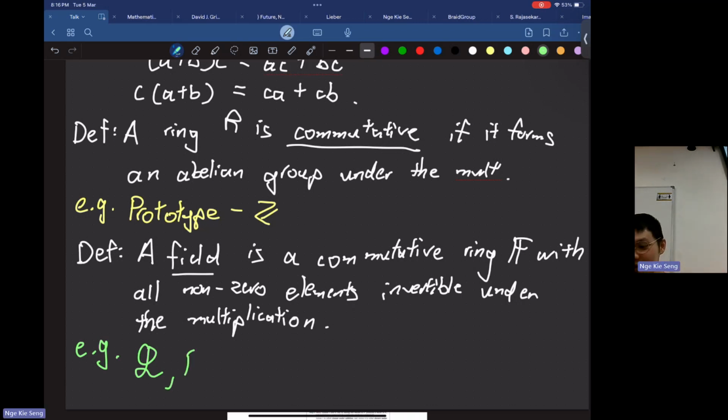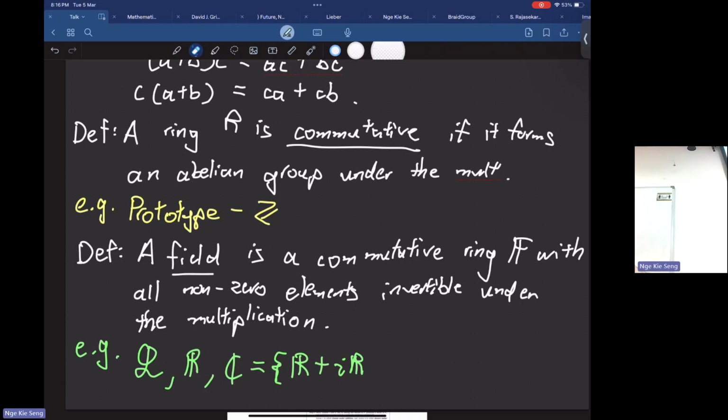Real numbers, yes, the real numbers. This is the physical world you live in. The real numbers are a very important example of a field. So the next example is C. Actually, I haven't introduced what C is yet. You can regard it as R plus iR, where i squared is minus 1.